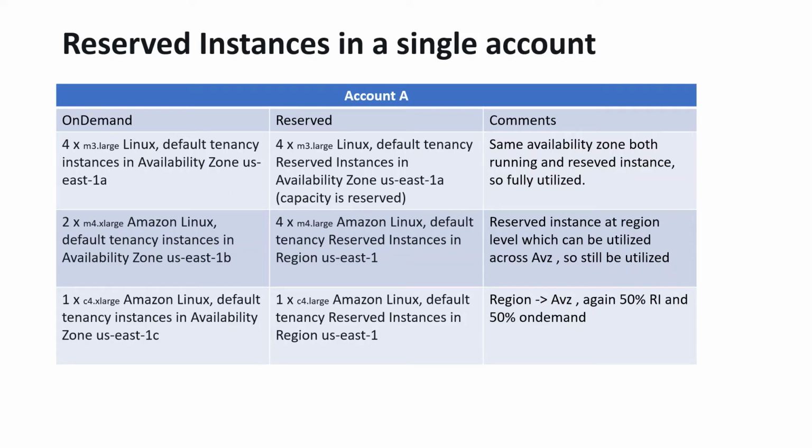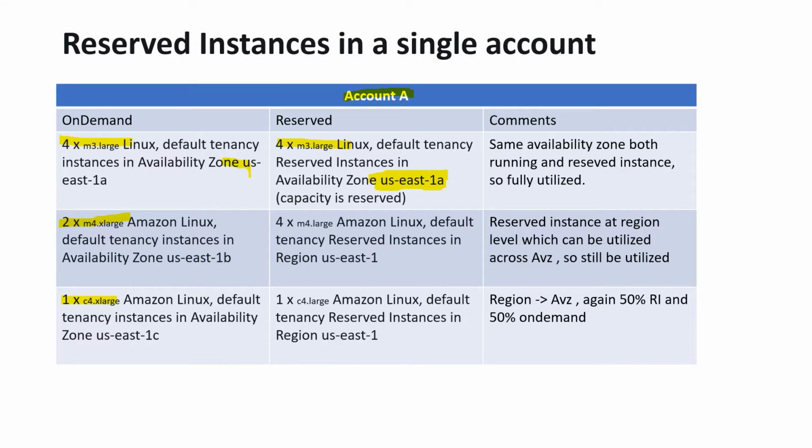I would like to run through these three scenarios to better illustrate how the RIs will be applied. In this scenario, we have account A, where these are all the different instances running on demand. We have a reserved instance for m3.large, which is reserved at the availability zone level. If something is reserved at the availability zone level, then it can be applied only on the same availability zone. It can't be used on the other availability zones.